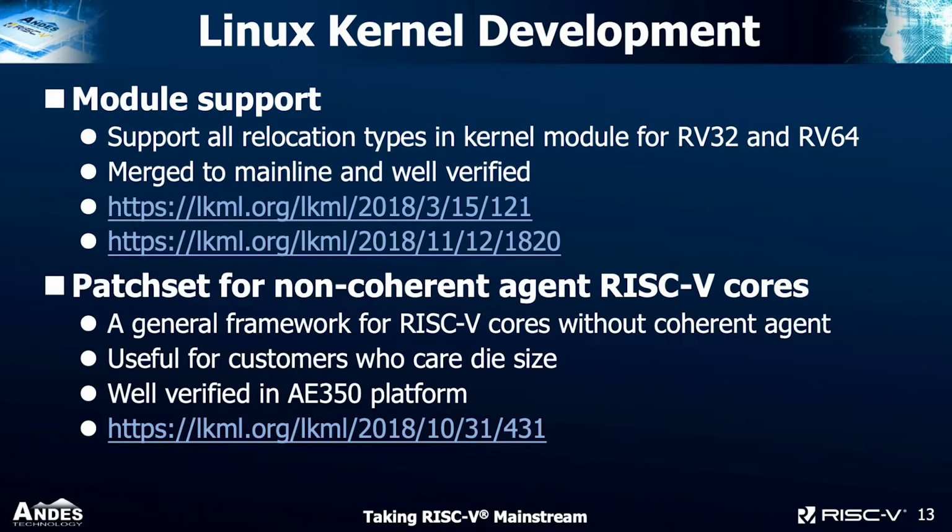The second one is a patch set for non-coherent-agent RISC-V cores. We know some customers care very much about die size, so we provide a patch set. This is a general framework for RISC-V cores without a coherent agent, so that you can use the correct cache flush operations in this framework. It has been verified on our AE350 platform. We sent this patch last year but it has not been merged to mainline, though if you want to use it, you can still get it from the mailing list.